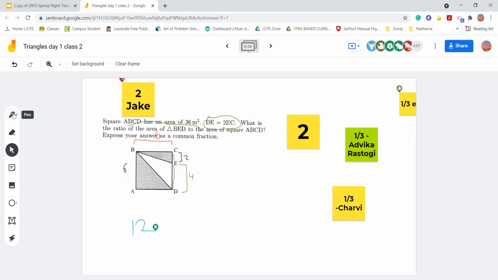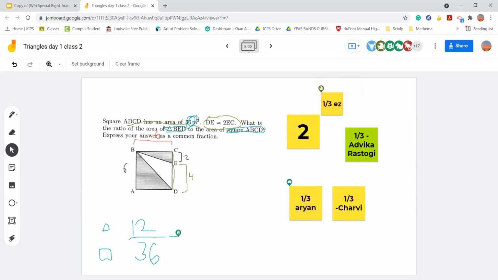But we're not done yet, because here's the thing. It's asking for the ratio of the area of the triangle to the area of the square. Luckily, we already have the area of the square, so we don't need to solve for it. So the area of the triangle over the area of the square is 1/3.